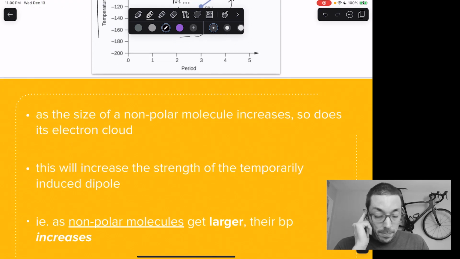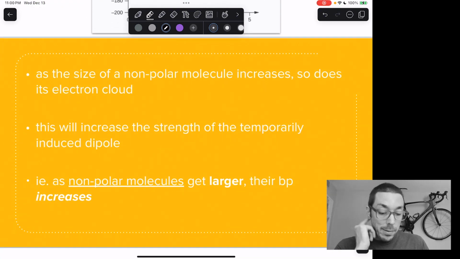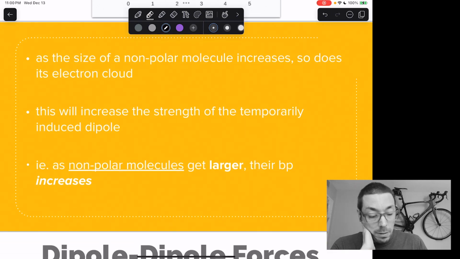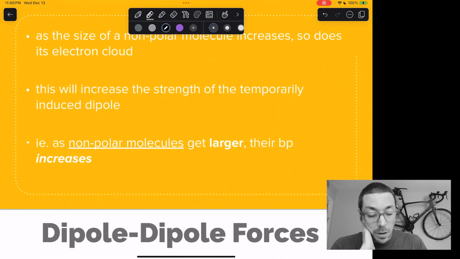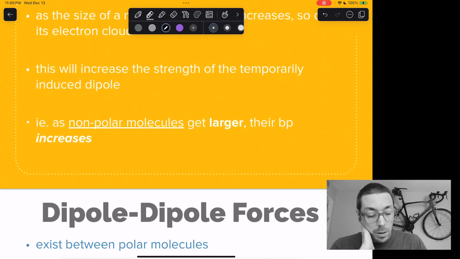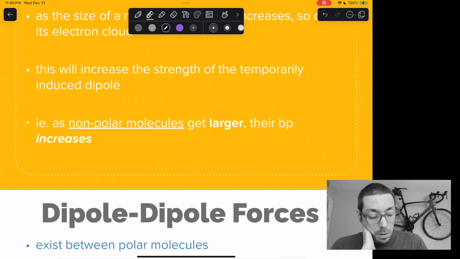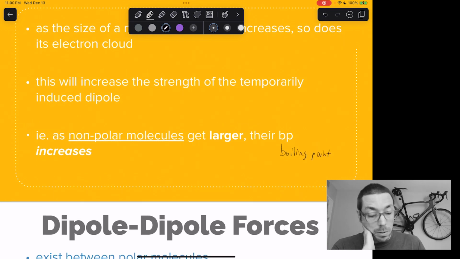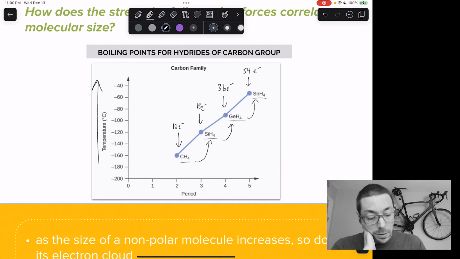And so there's just a summary. As the size of the non-polar molecule goes up, you have more electrons in them, and so that increases the strength of the temporary dipole. So as nonpolar molecules get larger, their boiling point, or BP, increases. And we see that in this example chart right there.